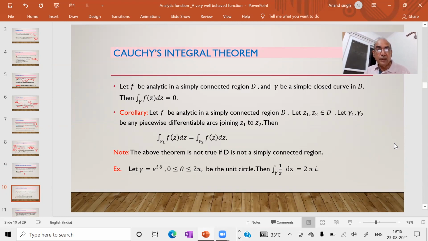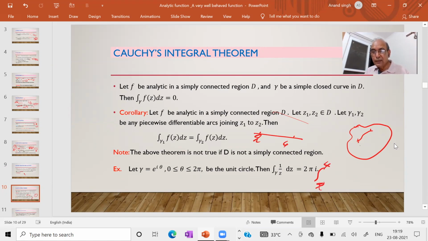So let's look at Cauchy's integral theorem. What does it say? Let f of z be analytic in a simply connected region D and gamma be a simple closed curve in D. Then the integral over gamma of f of z dz is going to be 0. Again, from the well-behavedness point of view, when we were working on a real line, there was no problem. I could have integration from 0 to 2, or 2 to 4, and easily work it out.